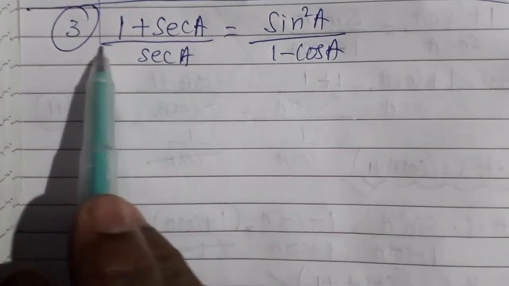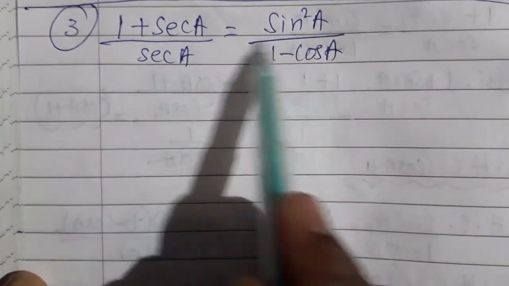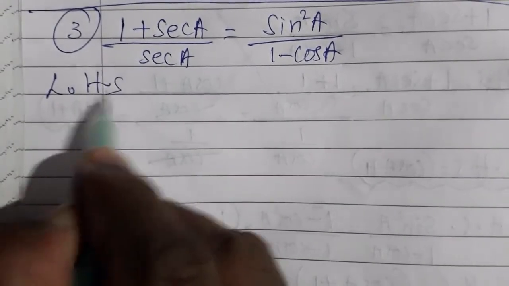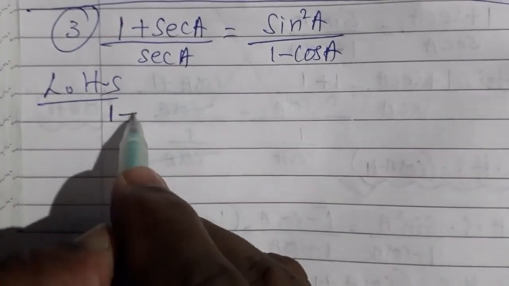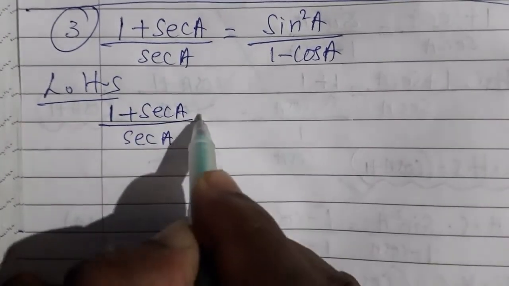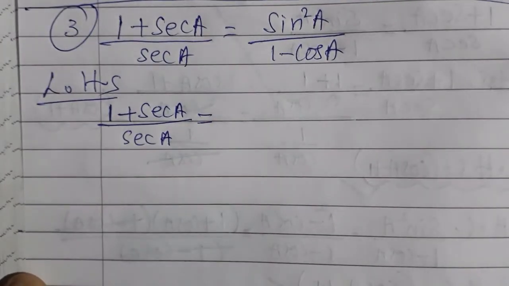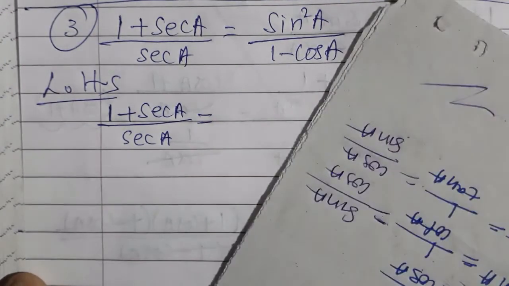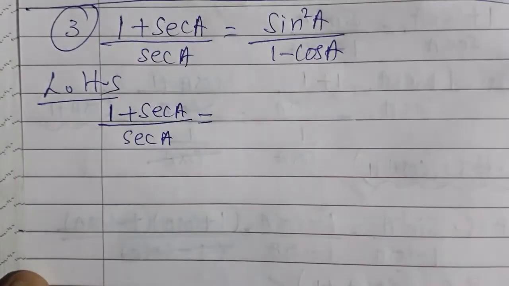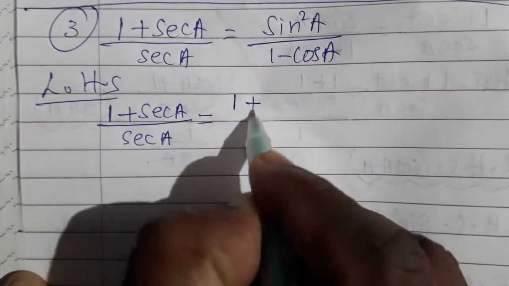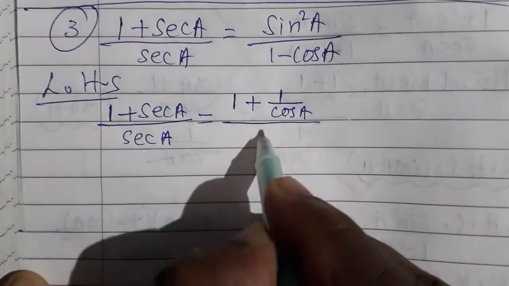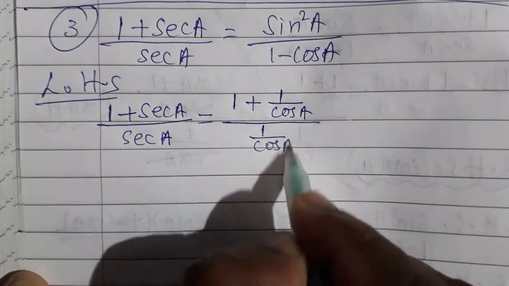One plus secant a by secant a is equal to sin square a by 1 minus cos a. First I will consider the left hand side. What I have? 1 plus secant a by secant a. Now in place of secant a, I will use the reciprocal of secant a. The reciprocal of secant a is 1 by cos a. So what can I write? 1 plus 1 by cos a by secant a. I can definitely write 1 by cos a.